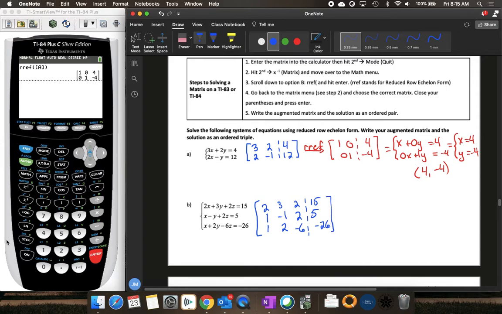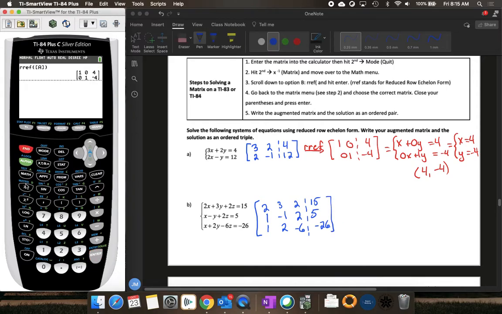Okay, so let's go back to our matrix screen, second x to the -1. Let's go back over to edit, and I'm just going to make this matrix B. So matrix B has 3 rows and 4 columns, so it is going to be a 3 by 4 matrix. And then typing those numbers in, 2, 3, 2, and 15. 1, -1, 2, and 5. And then finally 1, 2, -6, and -26.